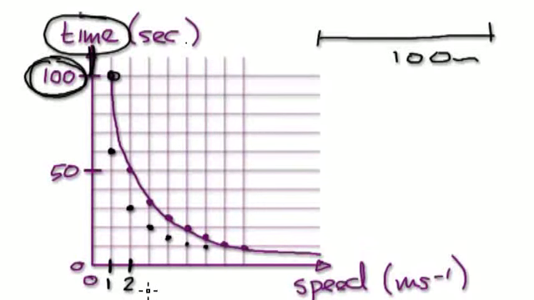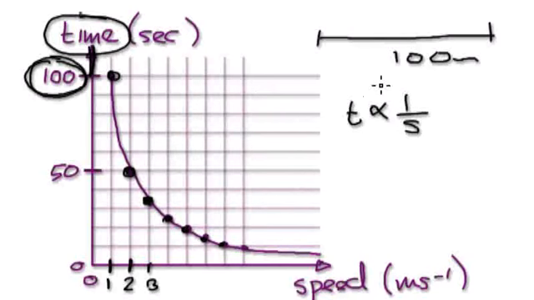Now, if you're traveling at 2 meters per second, it would take you 50 seconds to complete that distance. If you're traveling at, let's say, 3 meters per second, it would take you about 30 something seconds to complete that distance, and so on. You can actually continue, and the graph will look like this. So when you're told that t is inversely proportional to the speed, you can immediately visualize this graph here.